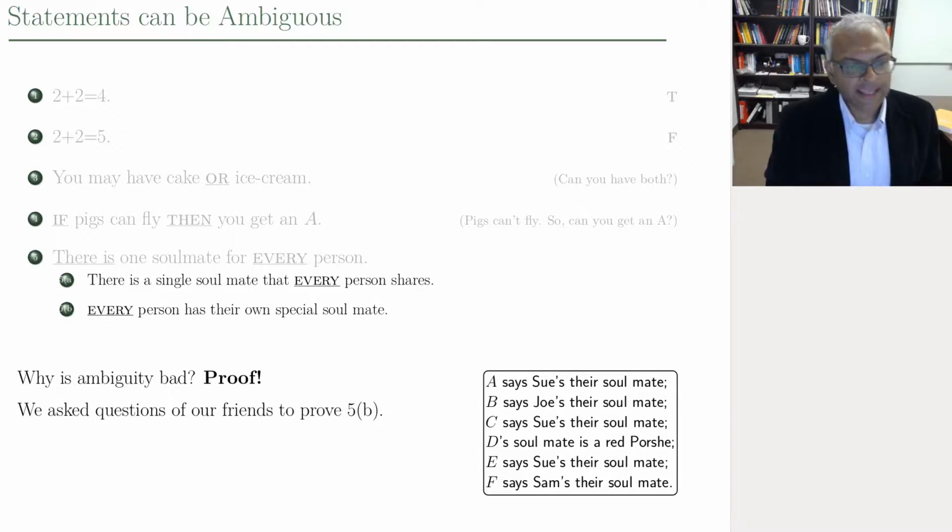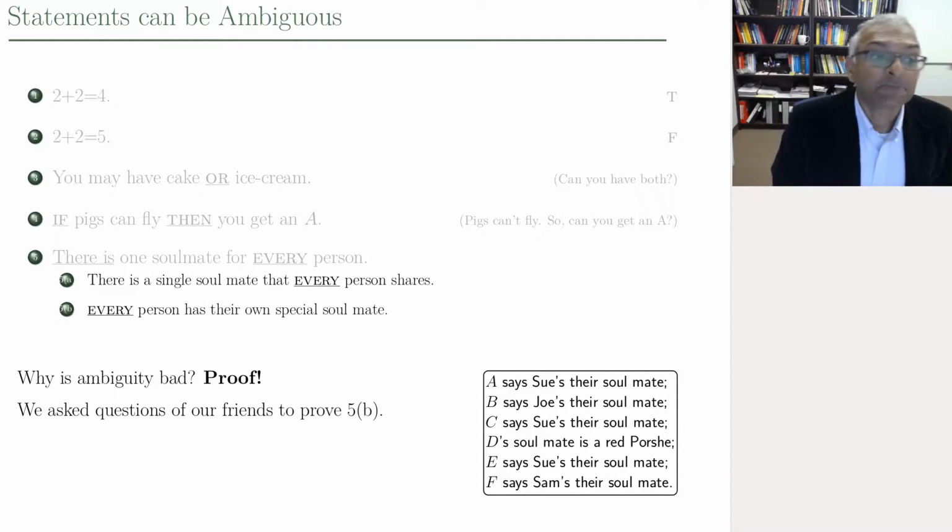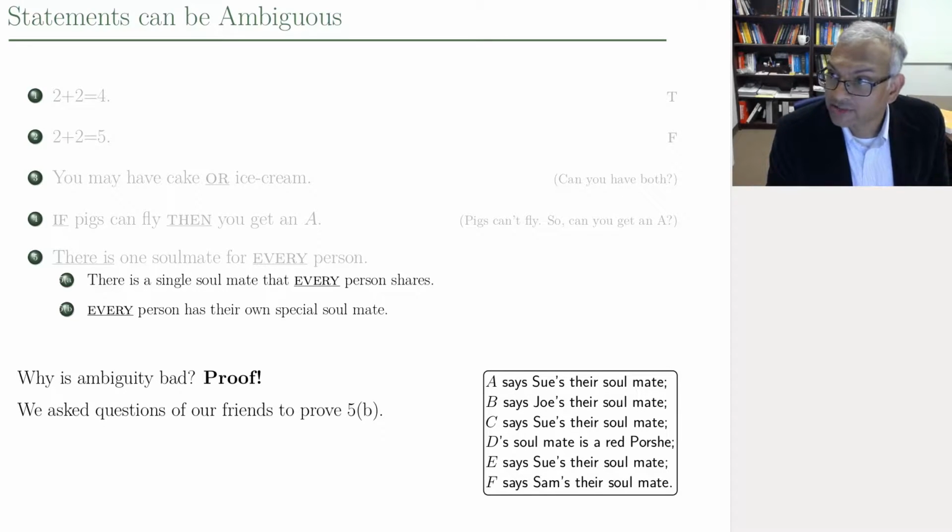And have we disproved 5a? We haven't even disproved 5a because it's possible that, for example, A also has Joe as a soulmate, and C also has Joe as a soulmate, and so does D, and so does E, and so does F. They might all have Joe as a soulmate. It's just that when you ask them, they gave you their maybe preferred soulmate. So we haven't disproved 5a either.